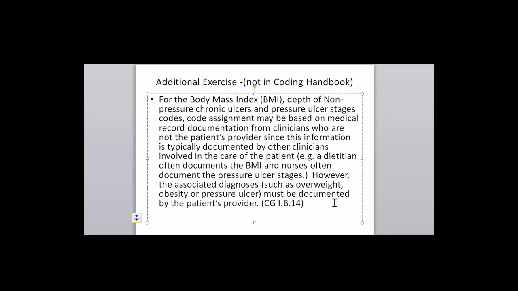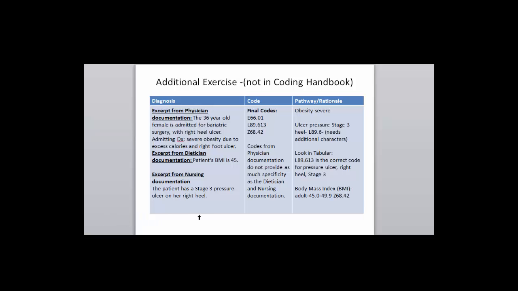And as I mentioned earlier, the dietitian often documents the BMI, the nurses often document pressure ulcer stages. However, the associated diagnoses with these conditions, such as a patient's being overweight, obese, or having a pressure ulcer, must be documented by the provider. So yes, you're going to be able to dig deeper in these specific cases, but you don't get your diagnosis from those cases. So here's our final codes, and I just wanted to go through these with you.